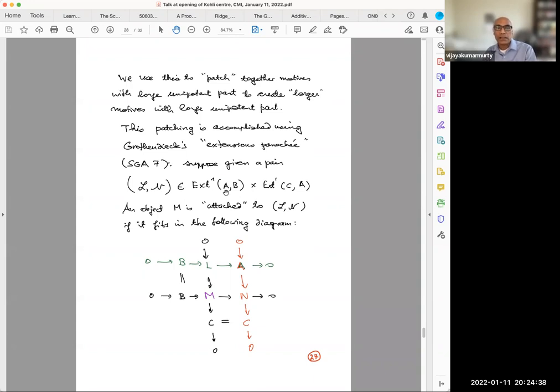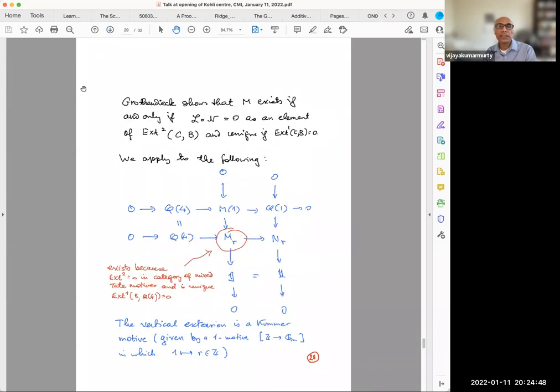So I start with an extension of A by B and an extension of C by A, and I try to construct an extension that looks like this. Grothendieck shows that such a thing exists if Ext^2 of C by B is zero, and it's unique if Ext^1 of C by B is zero. The motives I choose here: I remember I had an extension by Deligne-Goncharov of Q(3) by Q(1). So I do a Tate twist of that, and then I get Q(4), Q(1), Q(1). And then vertically, I take something called the Kummer motive, which is a certain one-motive.